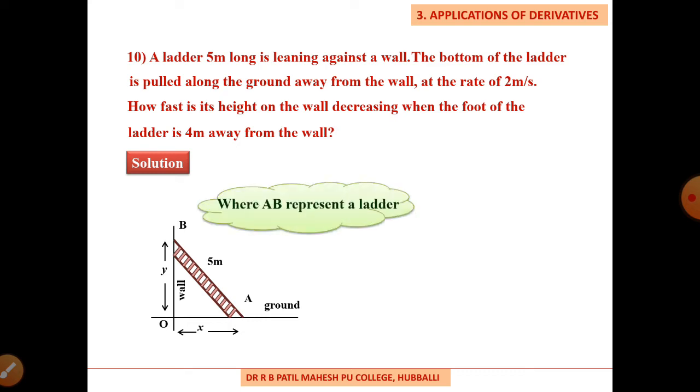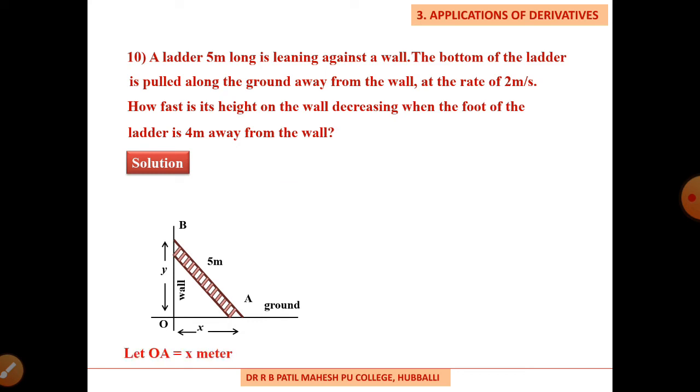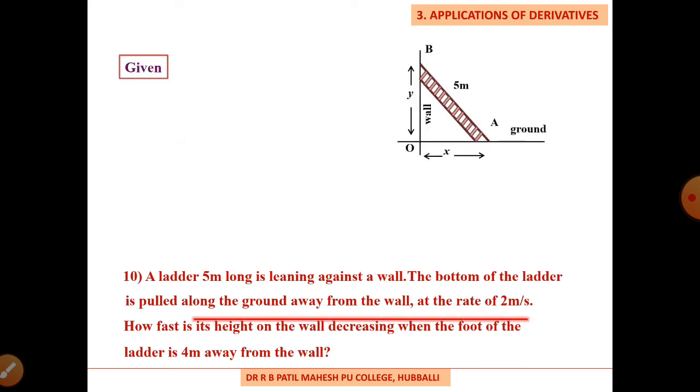Now first we can consider where AB represents the ladder. Let the distance OA be x meter, and OB be y meter. These are the variables. Now what is the given term? The change in x with respect to time, that is dx by dt, is 2 meter per second. So that is the given term.